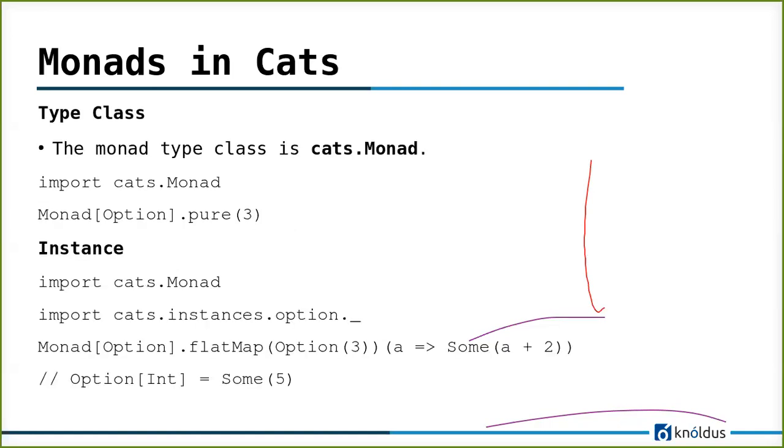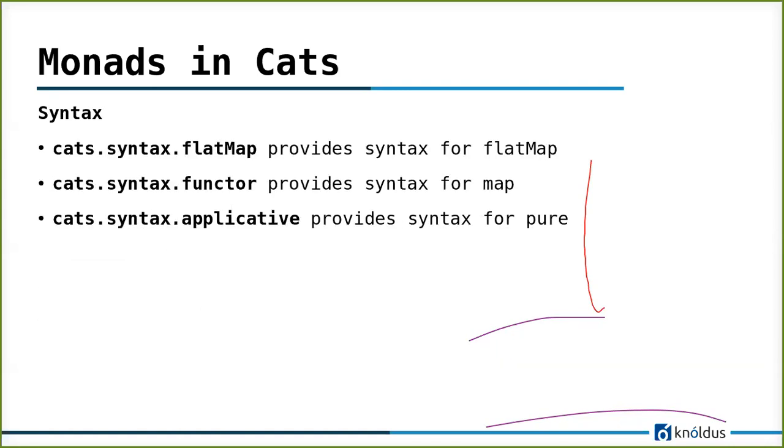Now let's look into monads in Cats. Again we have the Monad type class, and we can create a monadic context from a simple integer by importing the type class and then using the pure method. For instance, we are again using the same cats.instances option and then using flatMap on that value. So if I give the value Option(3) and try to add 2, it will yield the result as the sum of 5, which is Option(5). And now let's move on to the syntax. In Cats, there are three different syntaxes for monads. There is flatMap, there is functor for map, obviously, and then there is applicative for pure. Combining all three of them creates a monad for us.